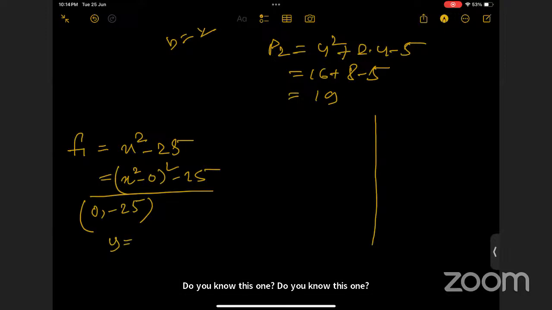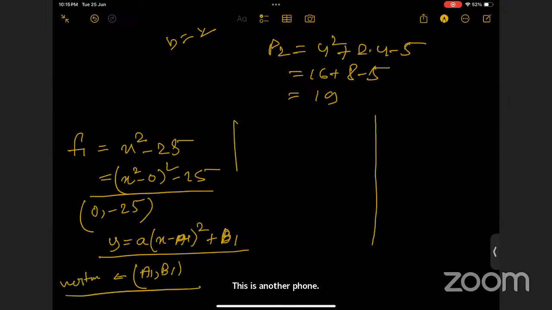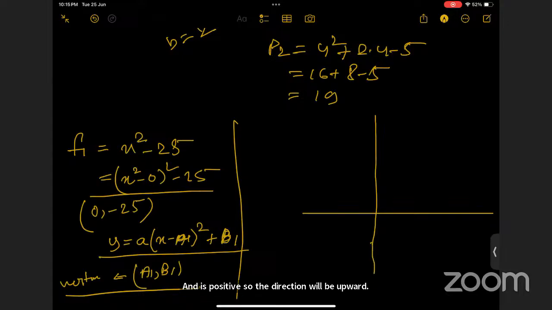The vertex equation formula. I'm writing it. If we have an equation like x minus a1 whole square plus b1, if we have an equation in this form for a parabola, then the vertex will be a1 comma b1. This is another form. So from here we can find the vertex is 0, minus 25. And a is positive, so the direction will be upward. 0, minus 25 means this is somewhere here. The parabola will be something like that. Is it okay? So this is our F1.